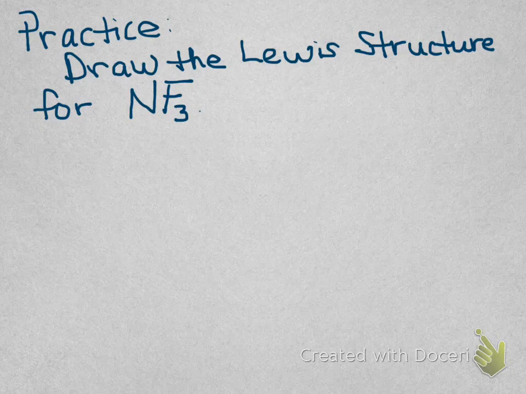Let's do another example. We're going to draw the Lewis structure for NF3. The first thing we want to do is figure out how many valence electrons. So we have 1 nitrogen. Nitrogen has 5 valence electrons. We have 3 fluorines. Each fluorine has 7 valence electrons, so 3 times 7 is 21 plus 5. We have 26 available electrons.